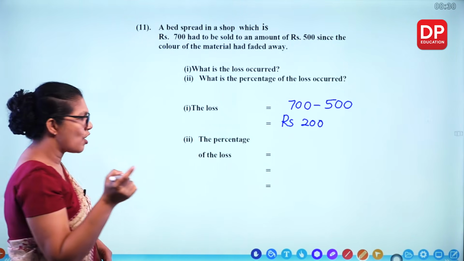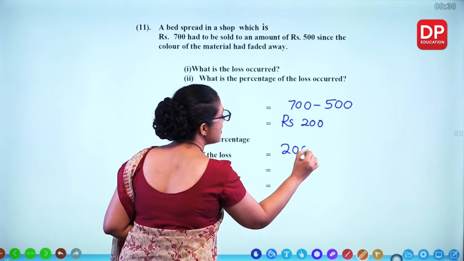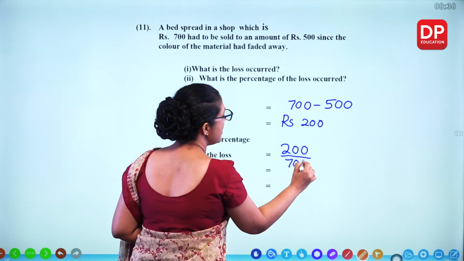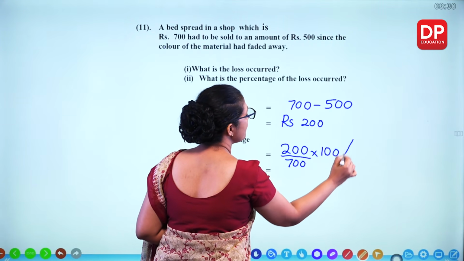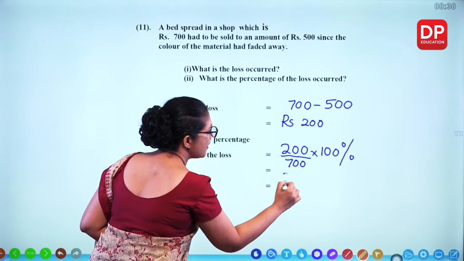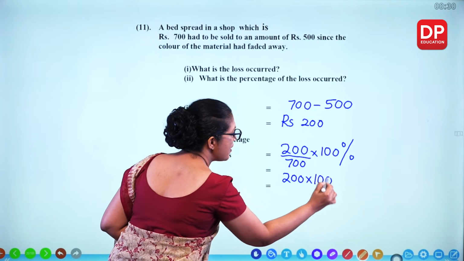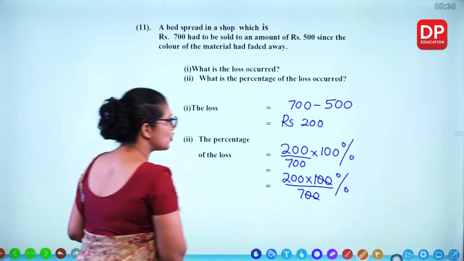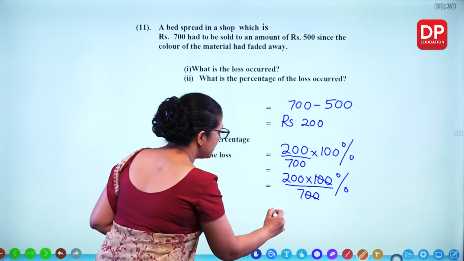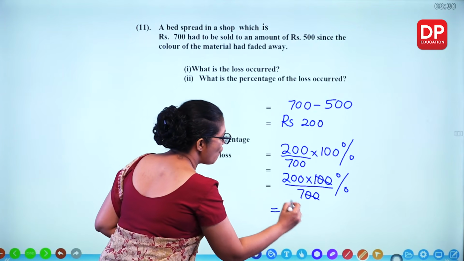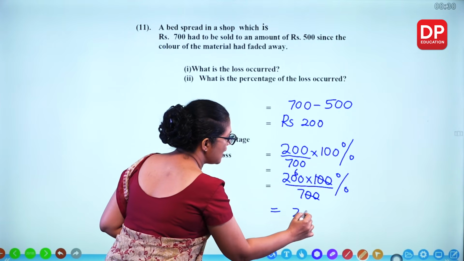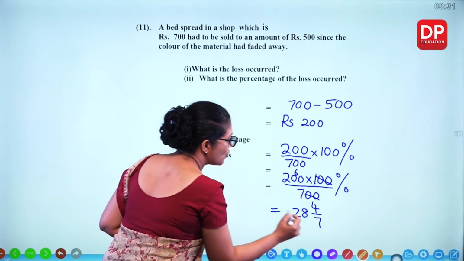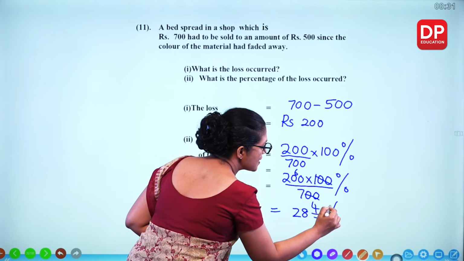So what's the percentage loss? Percentage loss is the loss divided by the buying price. Buying price is 700, into 100. So you can write 200 into 100 in the numerator, divided by 700. So 200 divided by 7. What's the value? 7 times 2, 14, for 60, 8, 56 and 4 remaining. So 28 and 4 sevenths percentage.